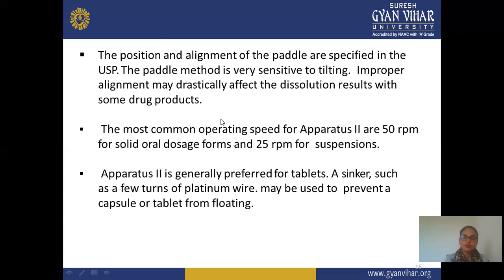Next, the most common operating speed for apparatus 2 is 50 RPM for solid oral dosage forms and 25 for suspensions. Hence, the speed depends on the type of formulation. For type 1, the basket, we set 100 RPM, and for type 2 we set 50 RPM, but this is also formulation specific. 50 RPM is only for solid oral dosage forms like tablet and capsule. If you are using a suspension-like formulation, then a speed of 25 RPM is sufficient.